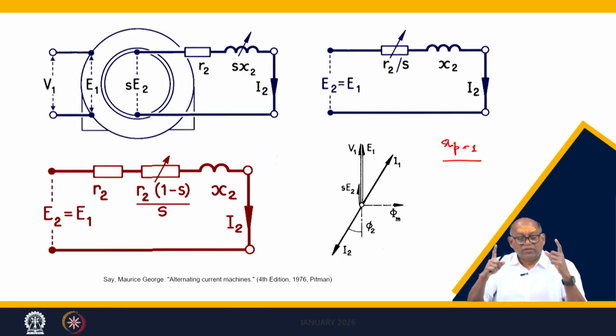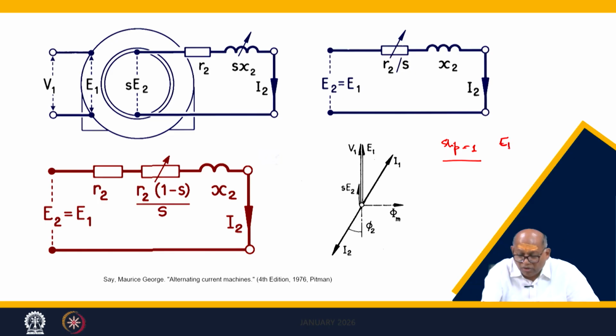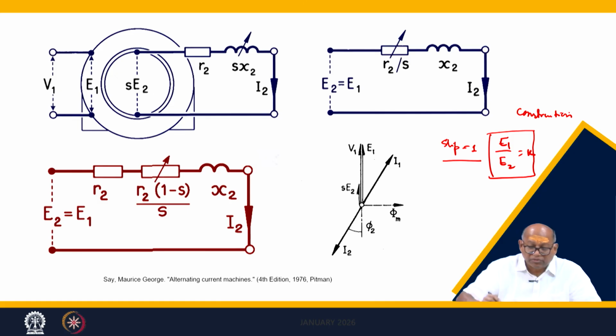So when slip is equal to 1, the voltage induced in the rotor is E2, which is basically related to the stator and rotor turns ratio, and there are some other rotational components, which are constant. That means at slip equal to 1, E1 by E2 is a constant K. This cannot change. It depends upon the construction of the motor. That includes the slip, the supply frequency, and how fast it is rotating, the synchronous speed.